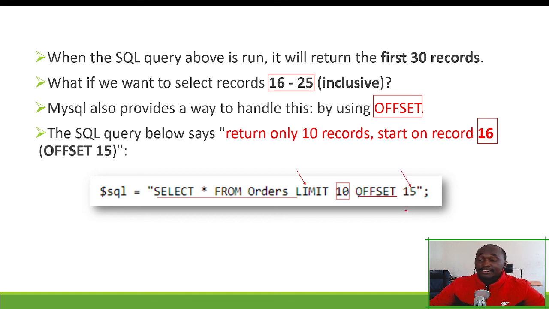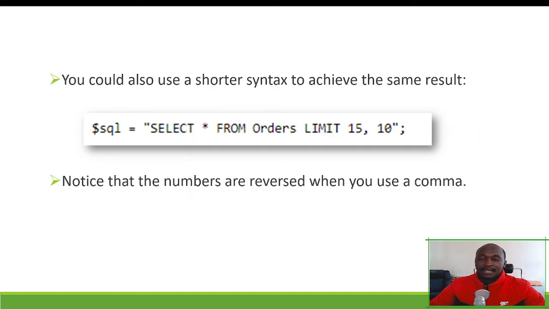Normally it begins from the next number. So if you say OFFSET 15, it means skip 15, so begin from 16, then 10. So OFFSET means skip the first 15, and it's going to begin from number 16. This command is going to return records from 16 all the way to 25, because from 16, we move 10 steps. So that is what OFFSET does.